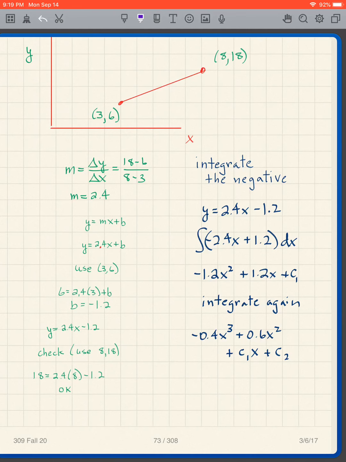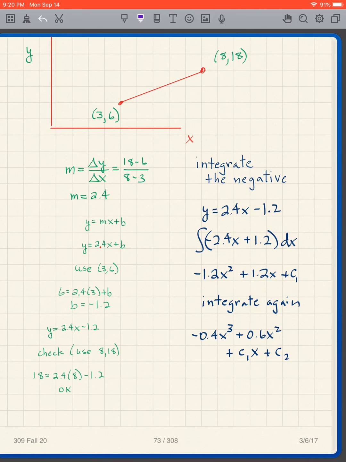Now what we're going to do, so there is my expression for Q, basically, and I have to integrate the negative of this. Why do I do that? Because according to our derivation, we have to take the integral of the negative. So I just put in a negative sign up here. That becomes positive. So I'm integrating negative 2.4x plus 1.2 dx. And you can all integrate that polynomial. I get that, and then I put on plus C1.